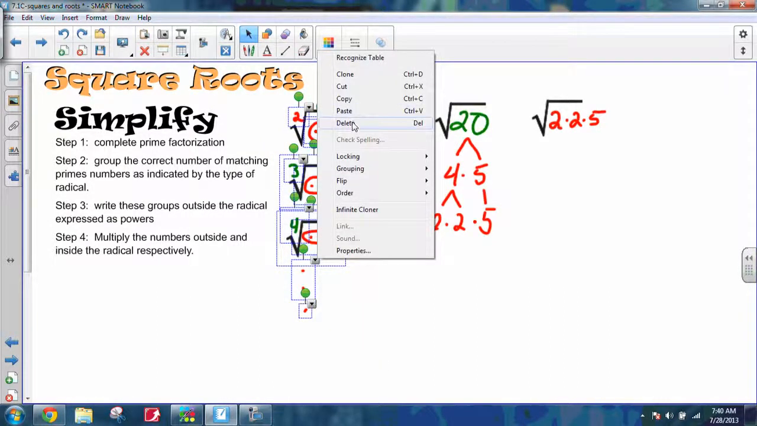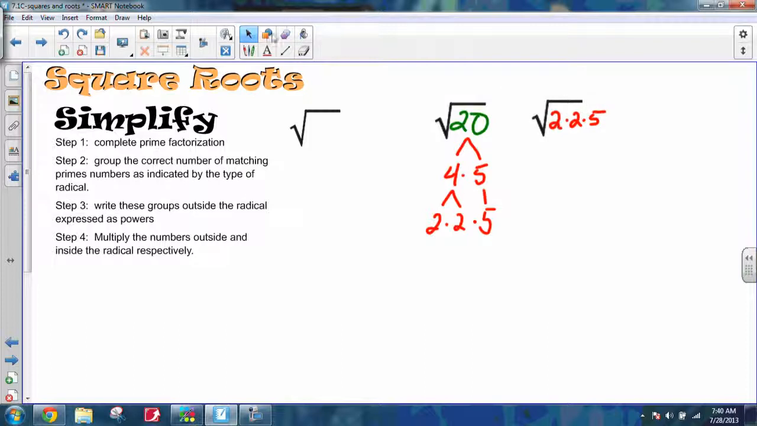So in our problem, we have a square root. So we need to find 2 identical numbers that are the same. So we have one group here of 2. Step number 3 says we need to write these groups outside the radical expressed as powers. So the power or exponent will indicate how many groups you made, and the term or base number will indicate the type of group. So I have one group of 2s. So we'll write what's left inside the radical, which is 5.